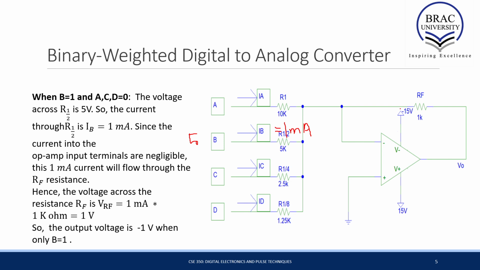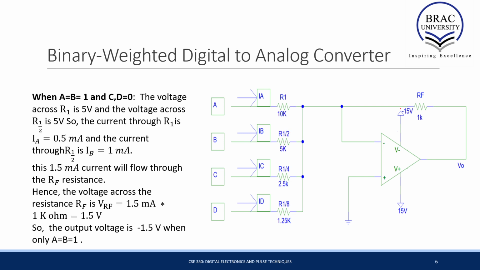Now if you look at the previous slide, we have A equal to 1 and B, C, D equal to 0. Here for our digital 4-bit input, basically A is the LSB and D is the MSB. So that means for our input of 0001, our output has an analog value of minus 0.5 volt. Now for an input of 0010, our output has an analog value of minus 1 volt.